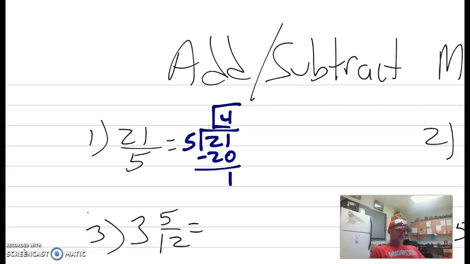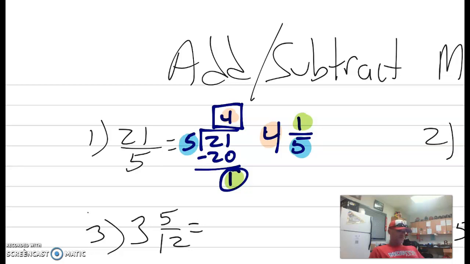So this means it fit in there 4 whole times. We have 1 left over. And how many does it take to make a whole? 5 parts to make a whole. Okay? Notice that there's your whole number. Here's your remainder, which is your numerator. And here is your denominator.